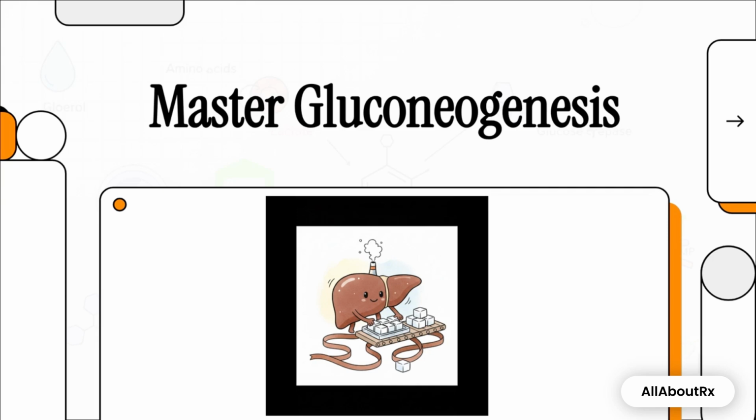When your dietary carbs and liver glycogen stores run low, your body doesn't just stop. It starts making its own glucose. This is absolutely critical for glucose-dependent tissues, so let's dive right in.